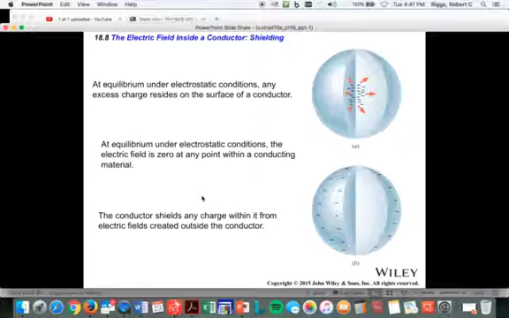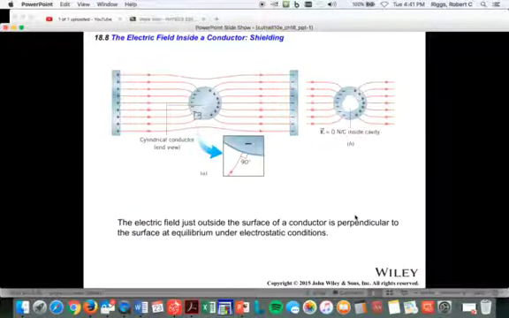The conductor shields any charge within it from electric fields outside the conductor. So this is why black boxes on airplanes, things like that, are made out of metal and not rubber or wood or some other non-conducting thing, because the negative charges will attract any other electric field, it's going to hook up on the outside, and the inside electronics will remain solid.